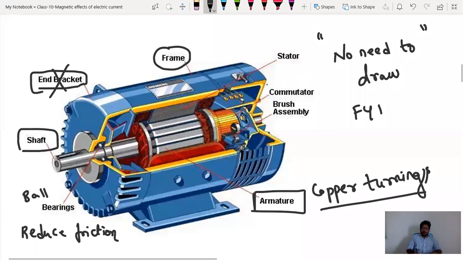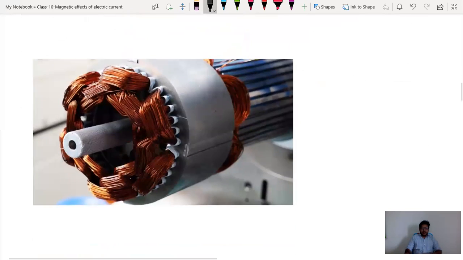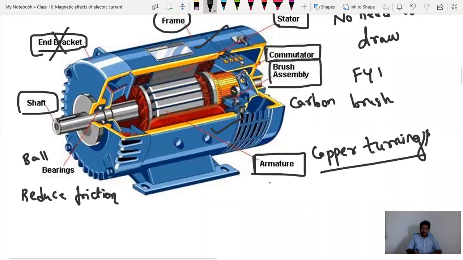Then this is the back part, where they have given that it is the stator, which will be static; this entire part is static. And here you can observe two things: the commutator segment, we'll discuss what the commutator is, and the brush. You can call it brush, or carbon brush. We'll discuss what the commutator, the carbon brush and the armature are. We'll see definitions too. I told you here, the armature is a segment which contains copper turnings.